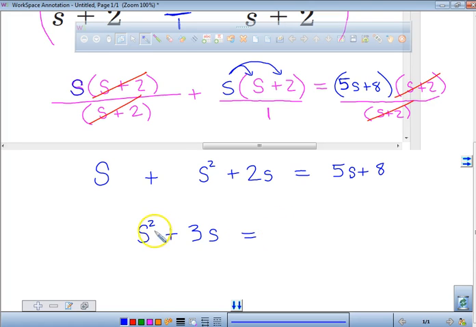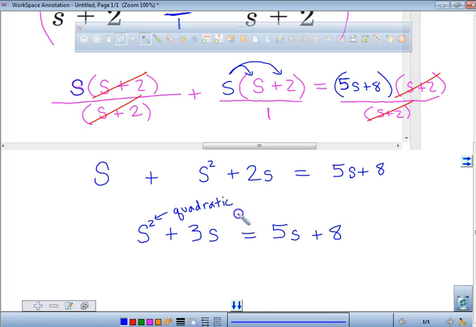All right, so here we go. S squared plus 3s equals 5s plus 8. Now, anytime you guys see a little exponent of a 2 up there, that lets you know you are now no longer in the linear realm. You have moved into the realm of quadratics. And whenever you move into the realm of quadratics, you have to set your equation equal to 0.